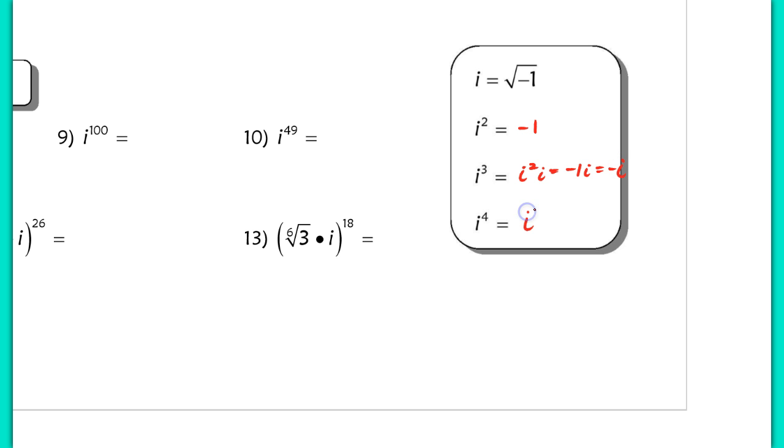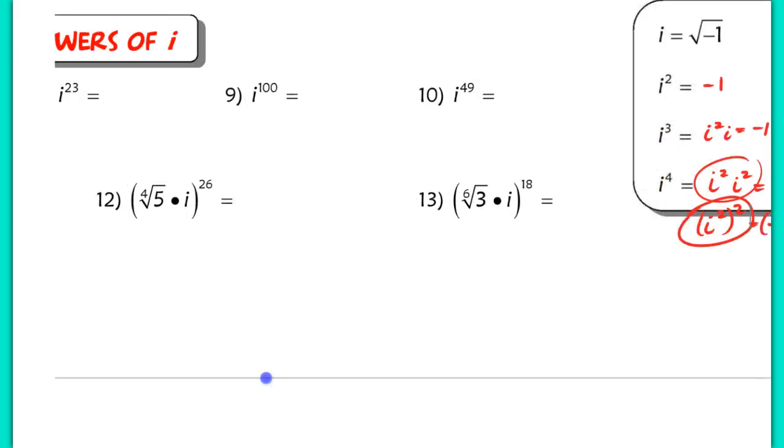i to the fourth can be rewritten, however, as i squared times another i squared, or alternatively, (i squared) squared. So i squared times i squared is just negative 1 times negative 1, which gives me a positive 1. And negative 1 to the second power is the same as (i squared) squared, which also gives me a positive 1. Now, instead of breaking it up like this, I'm going to use the power of a product of powers rule here and try to rewrite everything in terms of i squared.